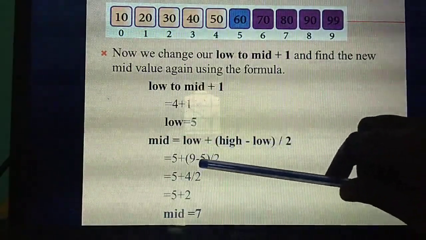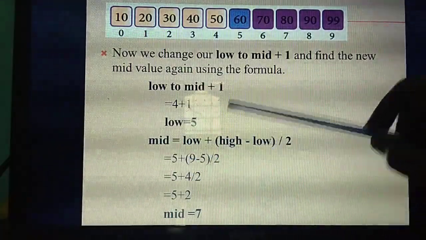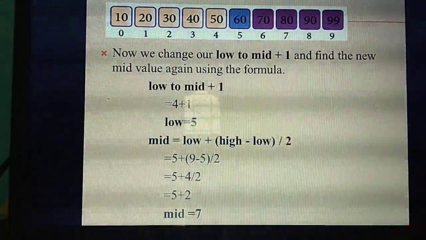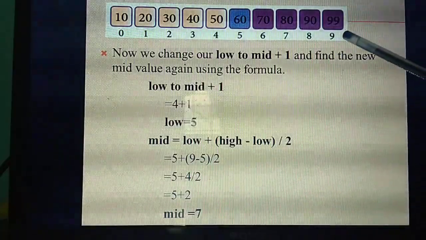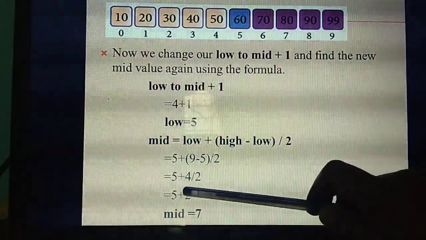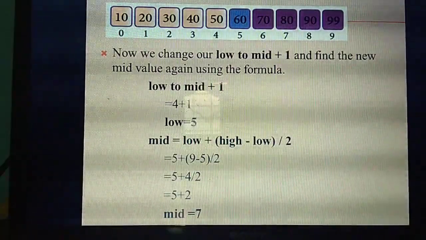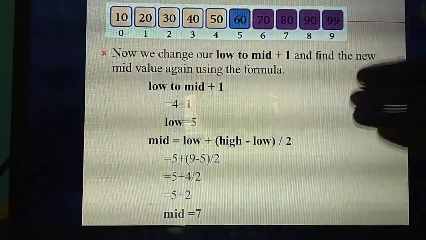So in this formula, you substitute. What's the value of low now? 5 plus. What's the value of high now? The value of high is 9. 9 minus, what's the value of low? 5, divided by 2. So 5 plus 4 divided by 2, 5 plus 2 is equal to 7. Understand? Please note it down in your book.